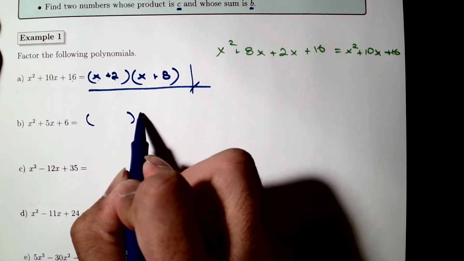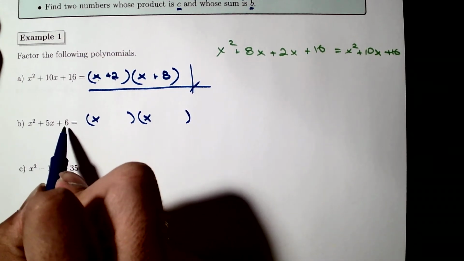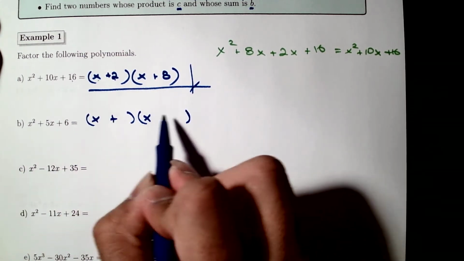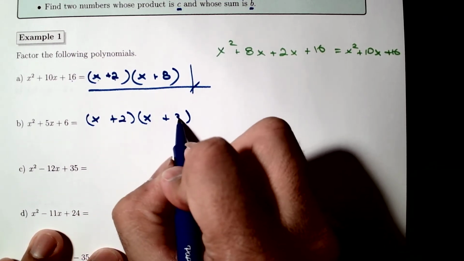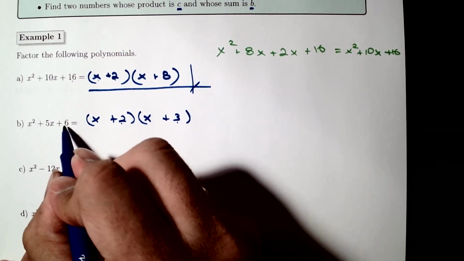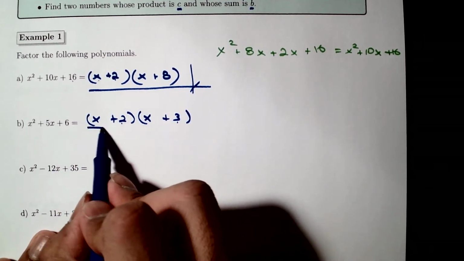Alright, let's do another example. Double bubble. Factors of 6 that add up to 5. So in this case, 2 and 3, because 2 times 3 equals 6 and 2 plus 3 equals 5. We're done with this one.